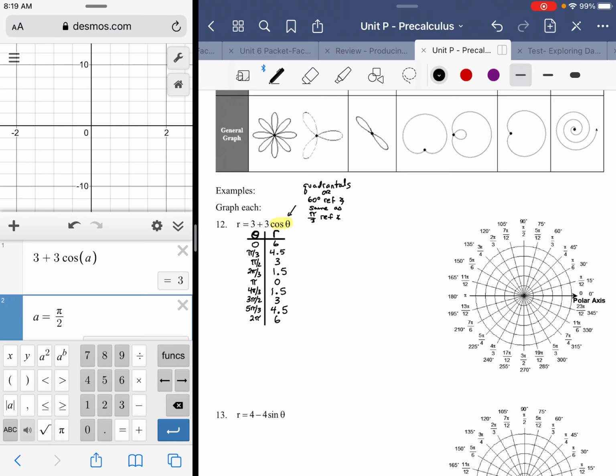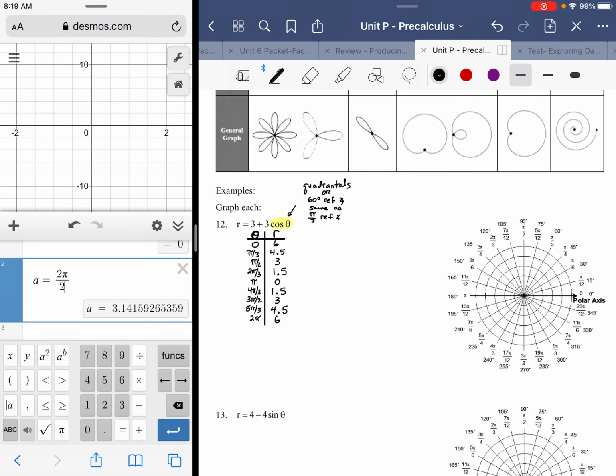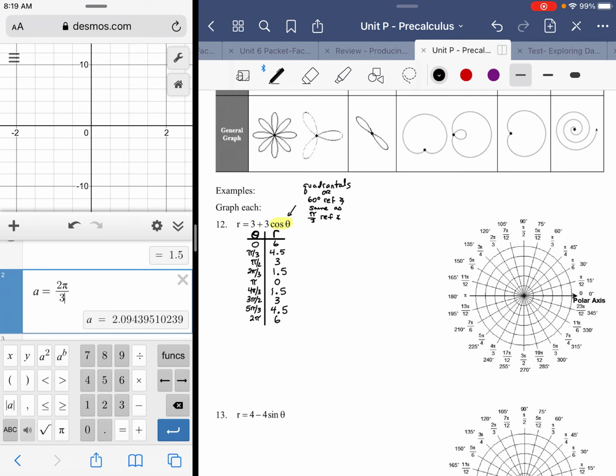So the values up here under the 3 plus 3 cosine A is what you get for your answer. All right, so 3 and then 2 pi over 3. So a little tap there. A 3, 1.5. You get the idea.